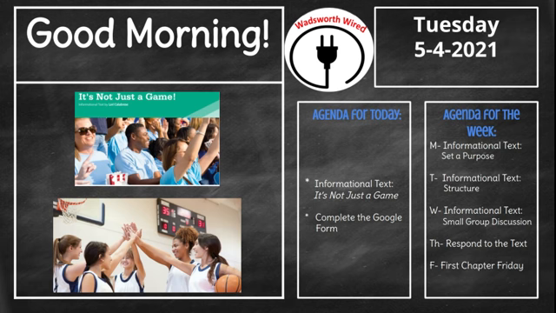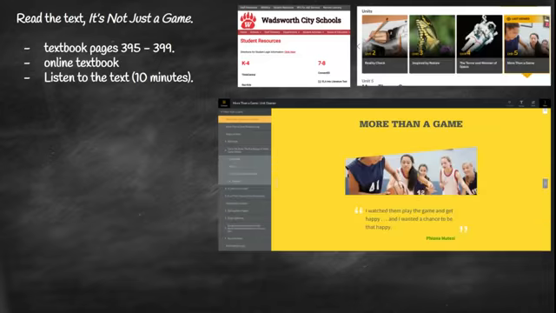Today, we're going to talk about informational text structure. We're going to reread, review, skim the article from yesterday, and then you're going to do a Google form. Okay? That's it. So let's jump right in.